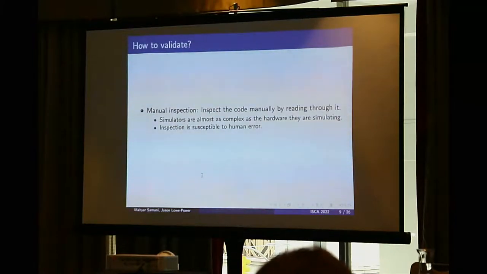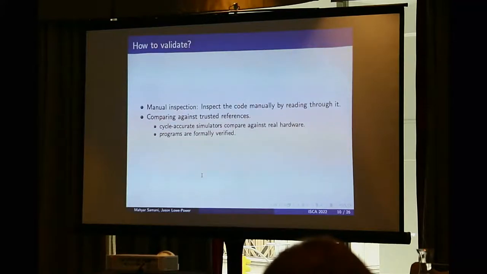So how do people actually validate things? One way of validating things, code or simulators, is manual inspection. We can all sit around the computer screen and go over the code and validate that the code is doing what it's supposed to do. But looking at the code base for gem5, it is very long and it's very complex. It is not possible for us to do that. Also, we as humans are not validated, so we could also make errors. Another method would be to compare against some trusted reference. Cycle accurate simulators do this by comparing against real hardware. Or formal verification researchers verify programs by analytical methods.